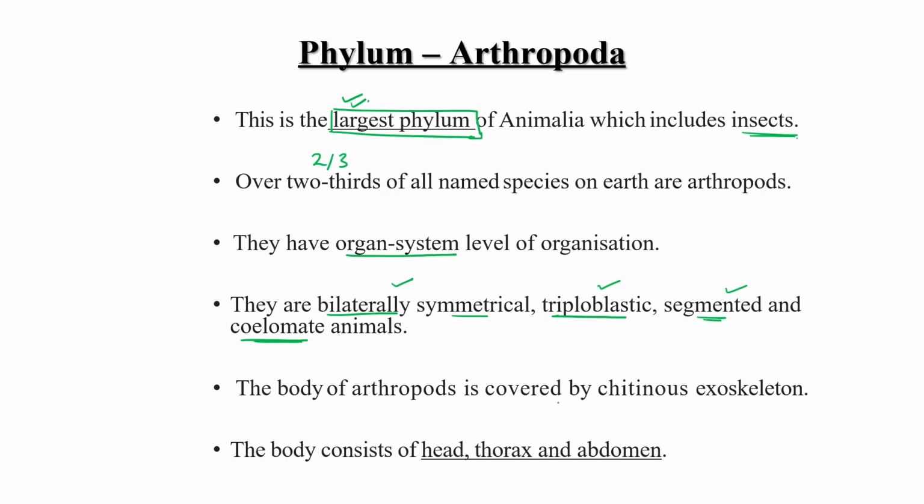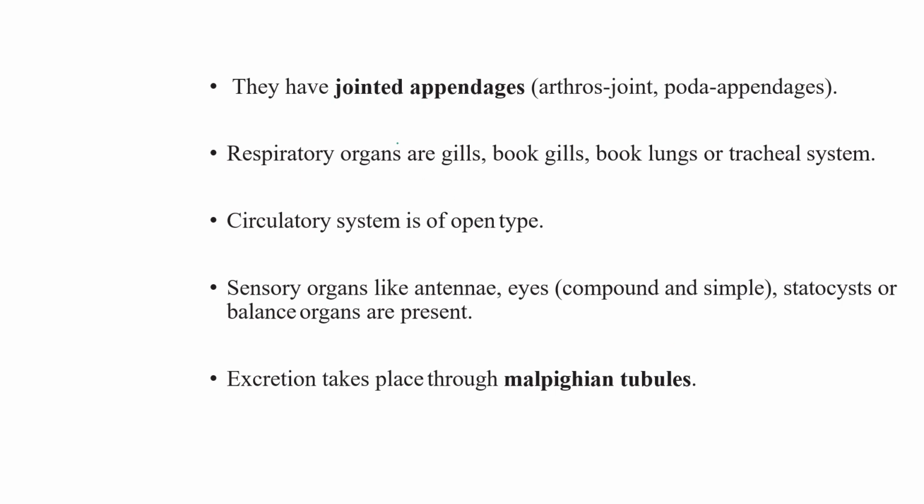The body of Arthropoda is covered by a chitinous exoskeleton. This is a peculiar property of this particular phylum. They have a chitinous exoskeleton, and their body is divided into three parts: head, thorax, and abdomen. Clear? Now, they have jointed appendages. This is the important characteristic of this phylum. Arthros means joints, poda means appendages. So all those animals which have jointed appendages belong to this particular phylum.